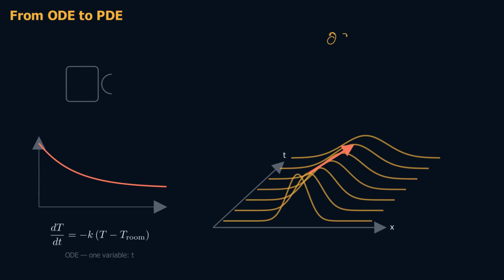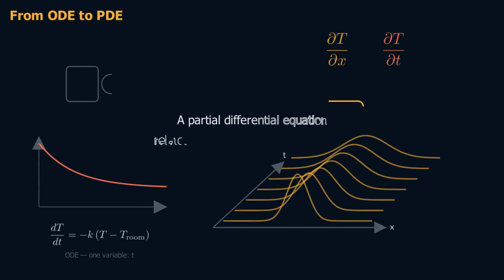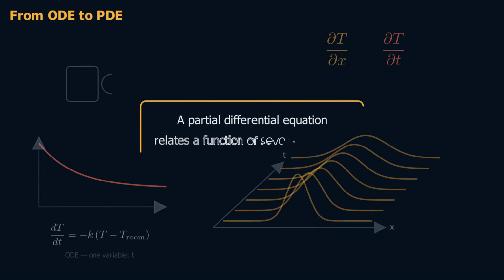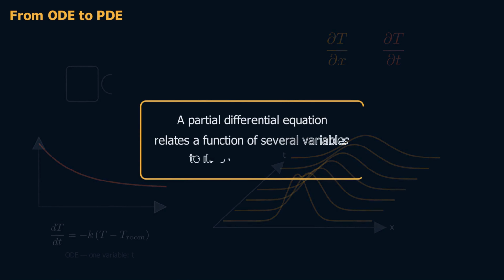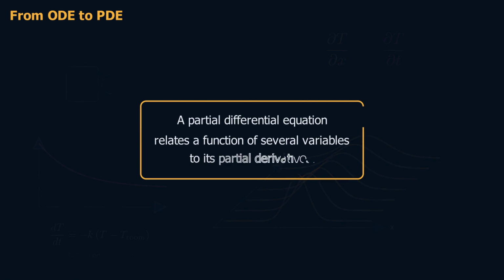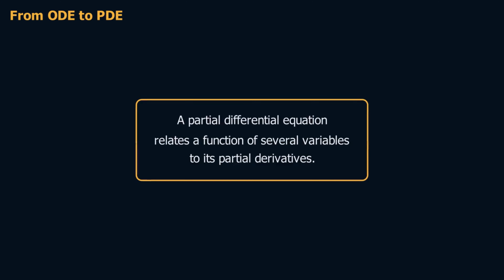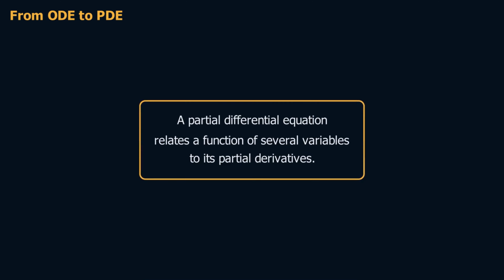Each of those questions defines a partial derivative. Written with this curly symbol, to remind us that we're only varying one variable, and deliberately holding the others fixed. So here is the whole definition, and it's less scary than the name. A partial differential equation is any equation that relates a function of several variables to its partial derivatives. That's it. The difficulty of PDEs is not in the definition. It's in what they can do.